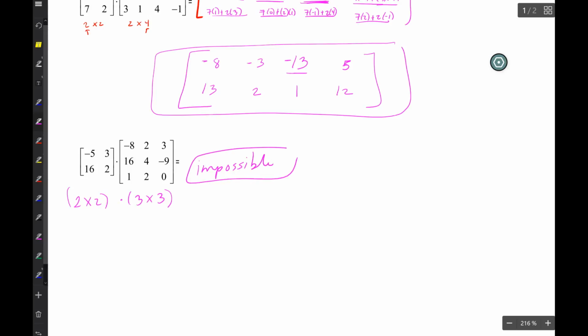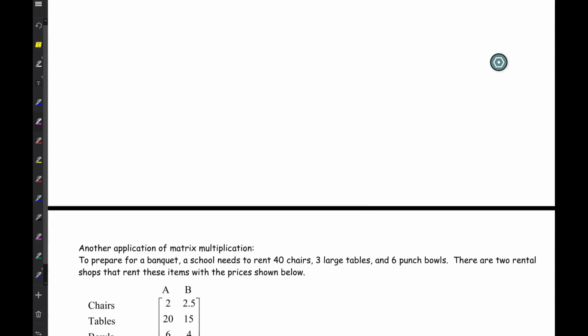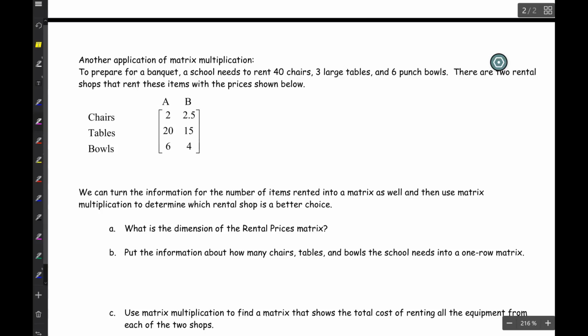Any questions on this so far? All right, let's move to the second page then. Here's just another application of matrix multiplication. To prepare for a banquet, a school needs to rent 40 chairs, 3 large tables, and 6 punch bowls. There are 2 rental shops that rent these items with the prices shown below.